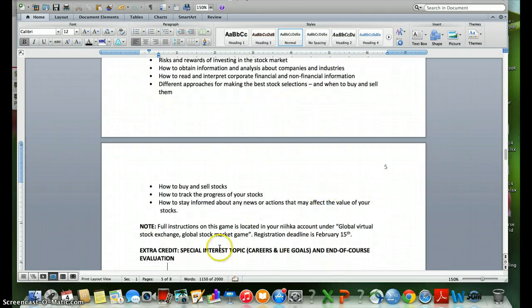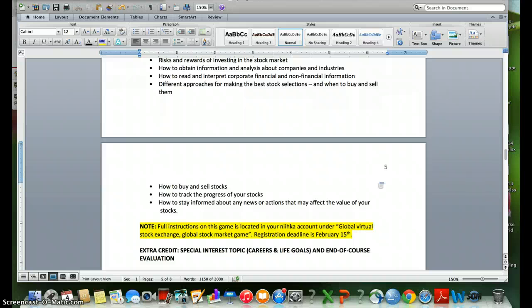So as you can see, your team has to be registered by the 15th. Full instructions on this game are located in niihka, and your groups have already been assigned. So one person from each team needs to register the entire group.